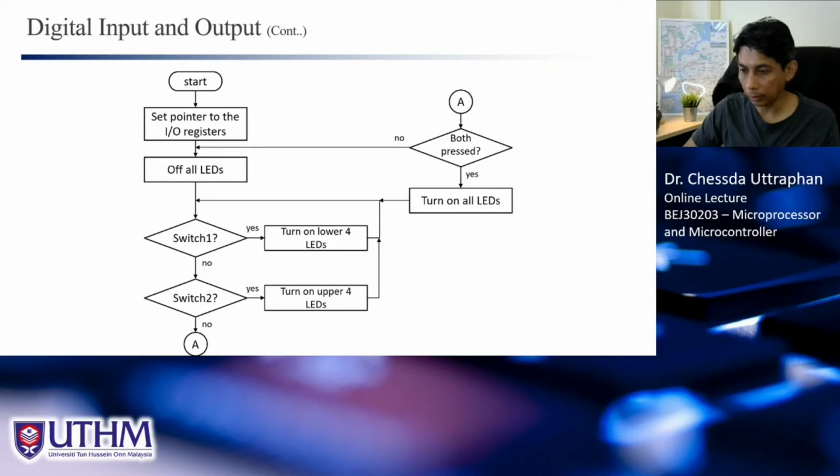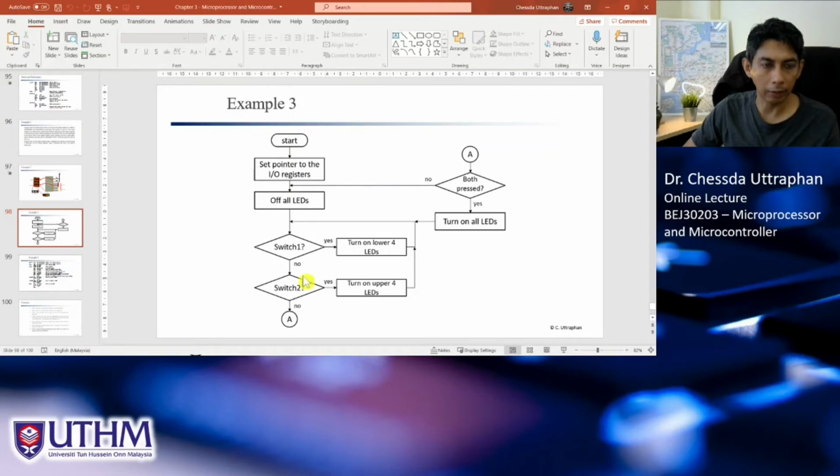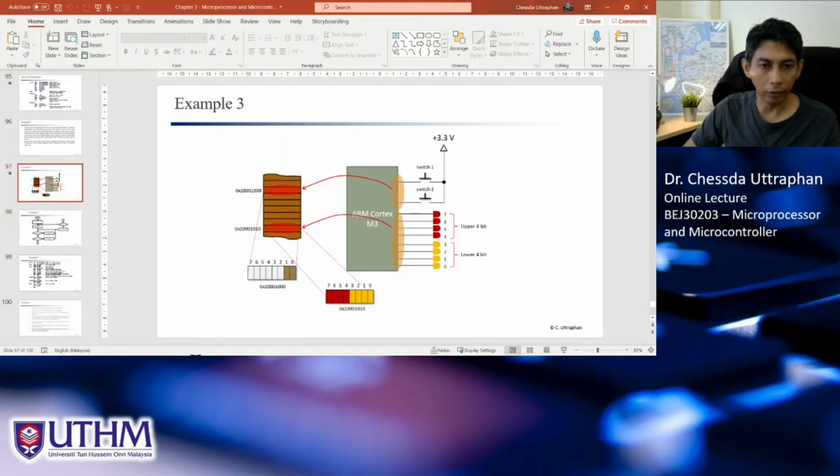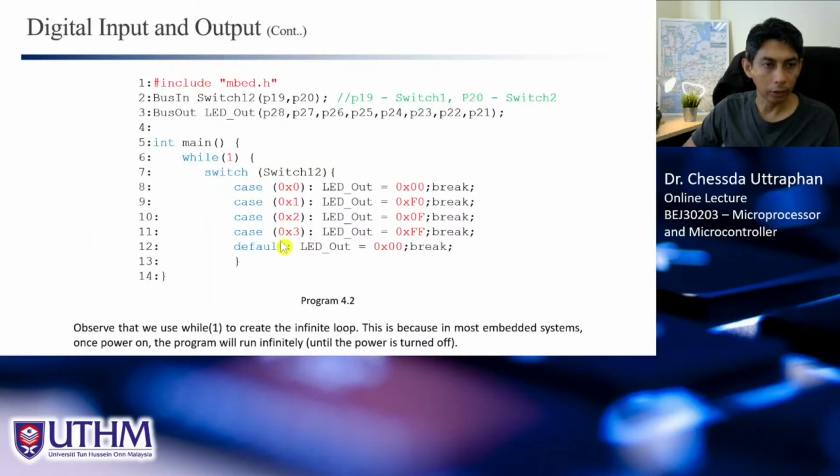So let's go back to chapter 3 and see here. Is it the same example here, right? Same flowchart where we have 8 LEDs, and we have switches, switch 1 and switch 2. When we press switch 1, it will turn on this. Switch 2 will turn on this. Yeah, exactly the same. Now we will use the mbed API to do that.